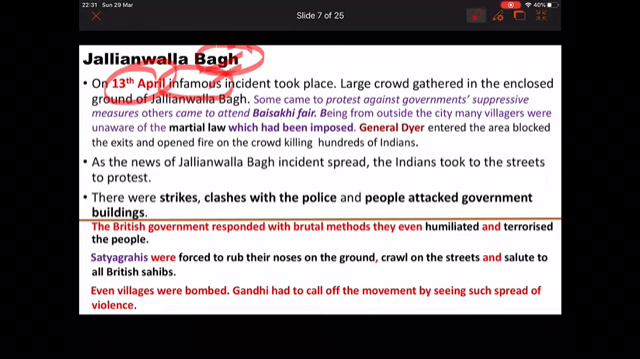And what happened was this: it was a massacre. As there was only one exit, people tried to run, people tried to squeeze through that one exit to get out of that garden. People could not.